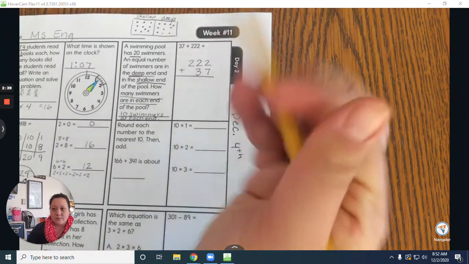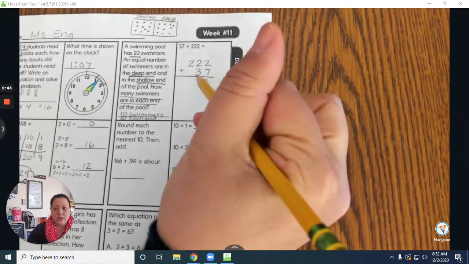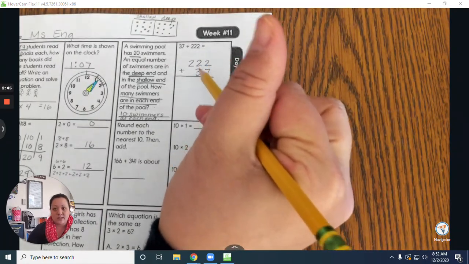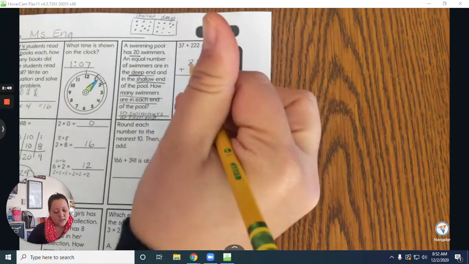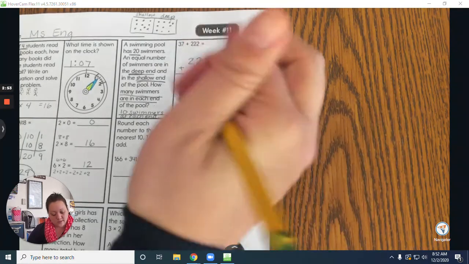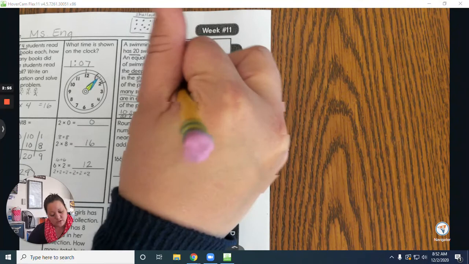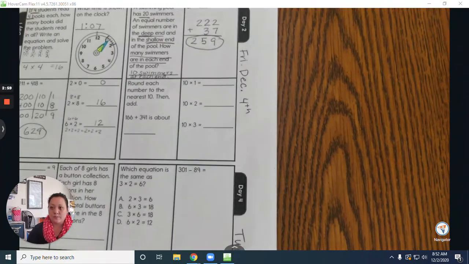So 2 plus 7 is 9, so I'm lining these up. 2 plus 3, or really 20 plus 3, because this is in the tens column, is 5, or 50. And then 200, because this is in the hundreds column, plus nothing is still going to be 200. So the answer is 259. Please make sure you show your work.